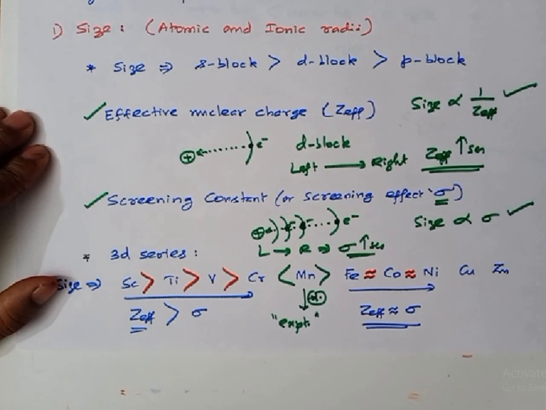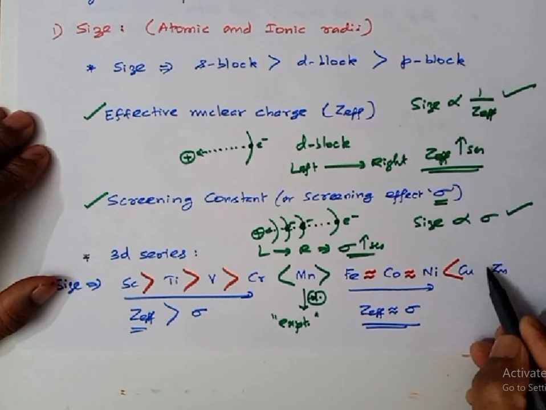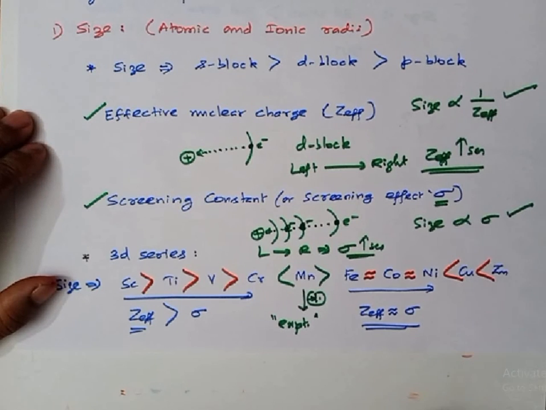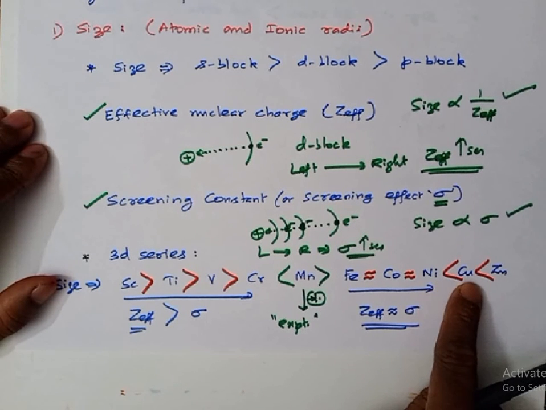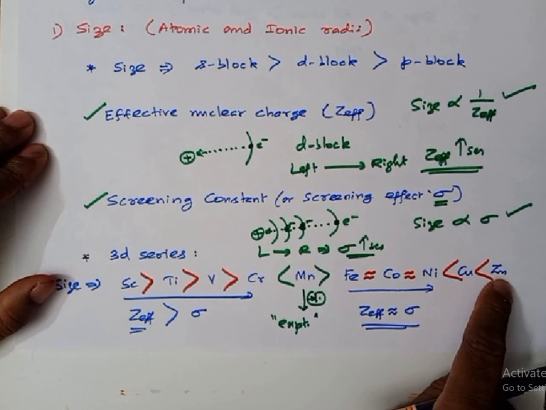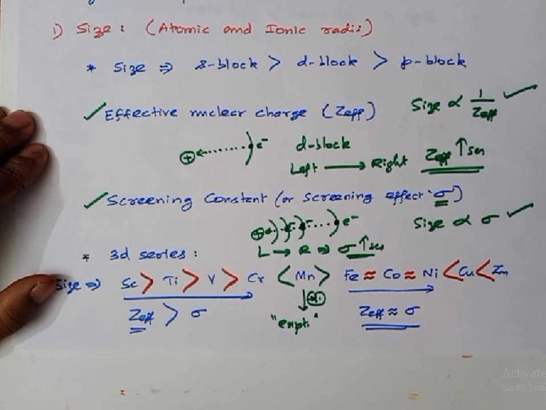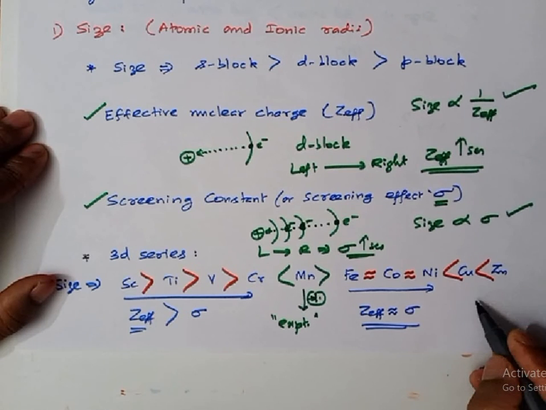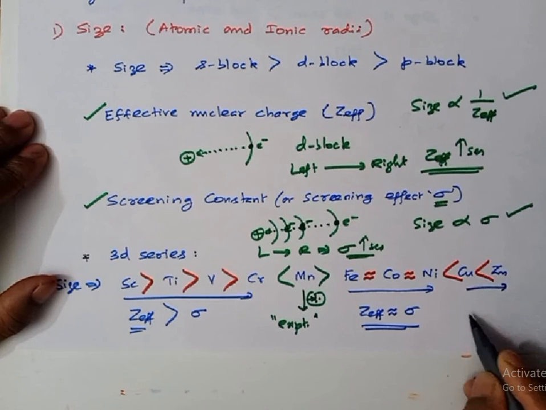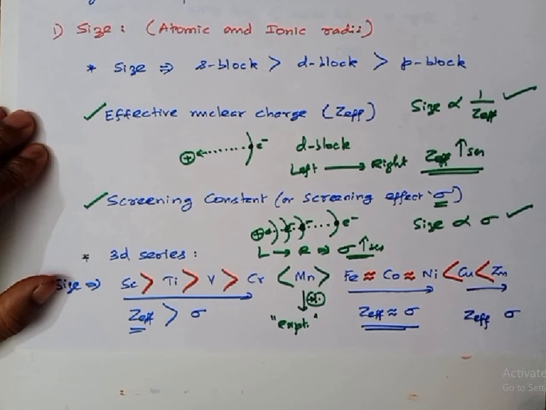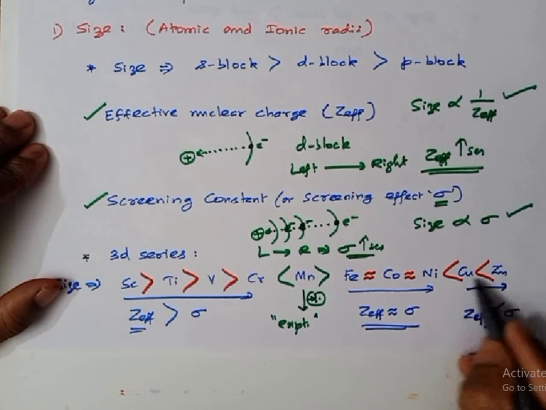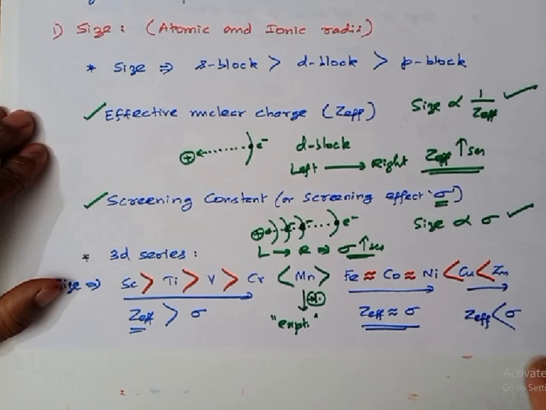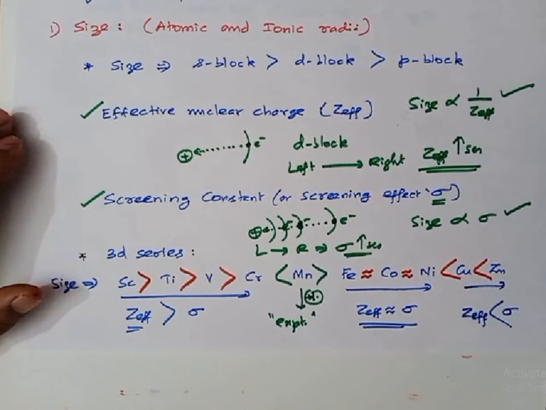After nickel, what will happen? There is an increase in size, student. Size increases. So compared to nickel, the size of copper is large. Compared to copper, the size of zinc is large. What is the reason? The reason is that the screening is large for these elements compared to the effective nuclear charge. Since screening is large, size increases.